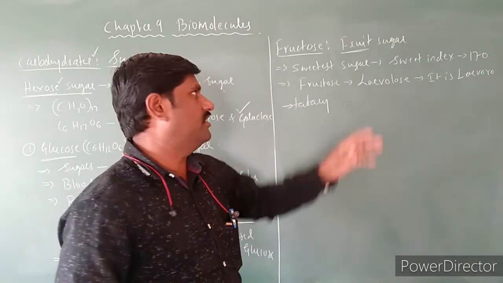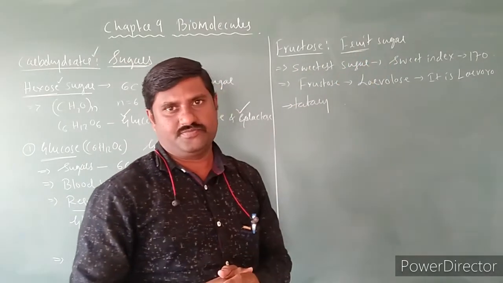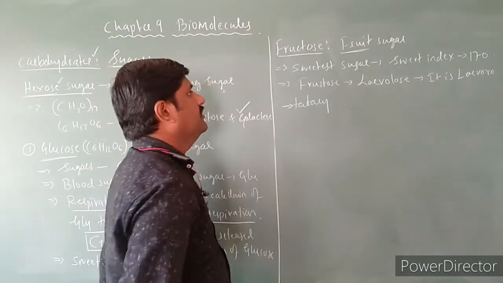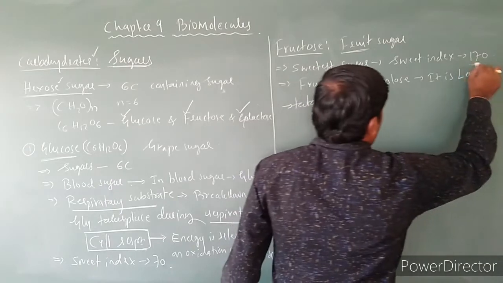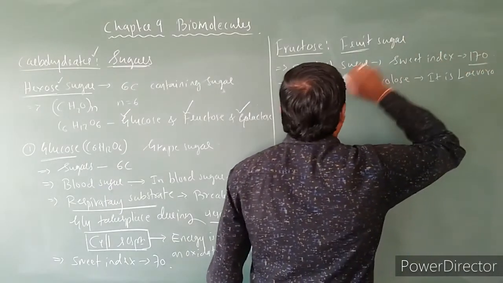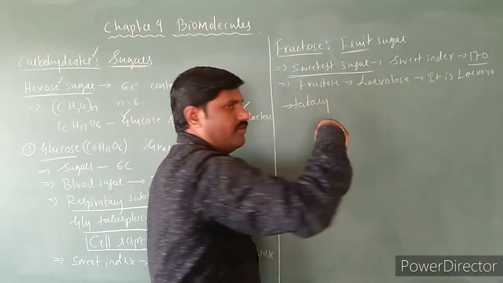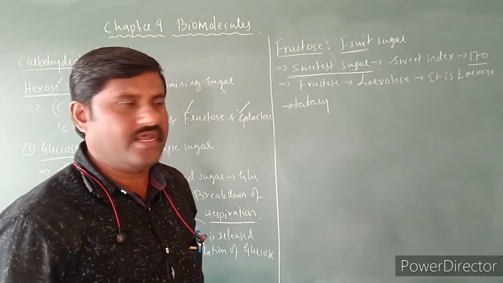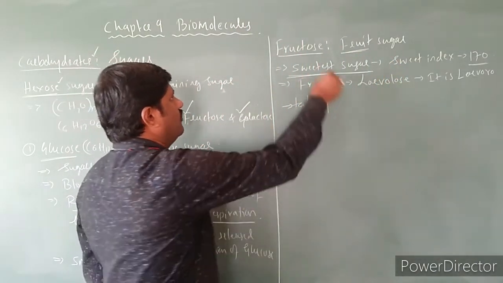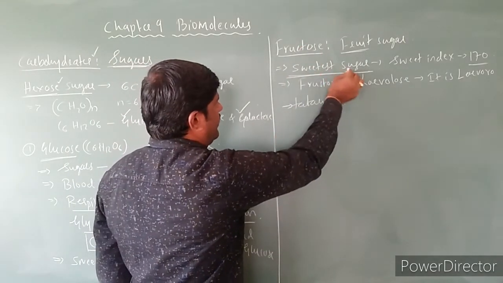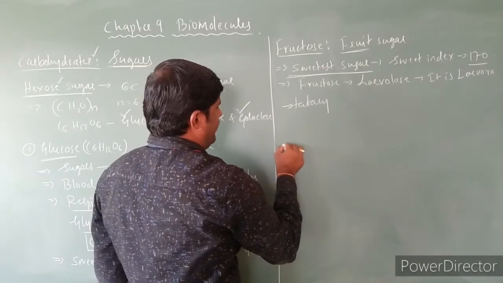Fructose is commonly known as fruit sugar. This is one more aspect to remember. Its sweet index itself is 170, hence it is the sweetest of all the sugars, and that is why fructose is very important.